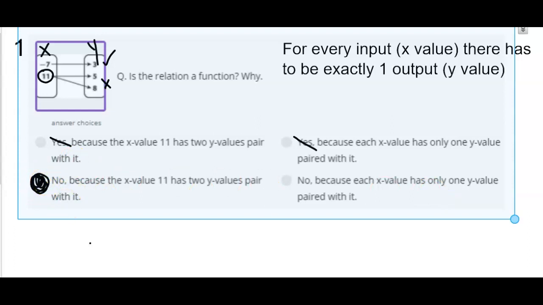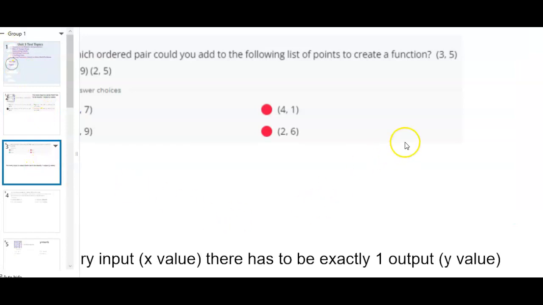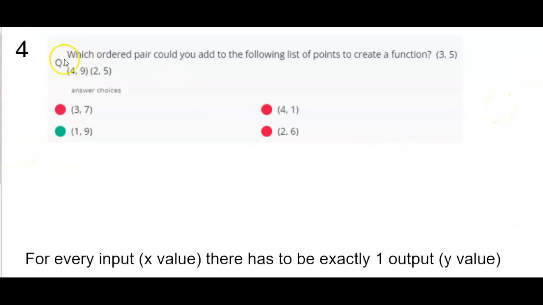And let's look at another example of that. Which ordered pair could you add to the following list of points to create a function? So we already have the list, and I'm going to move this 3, 5 down here so I don't forget it.